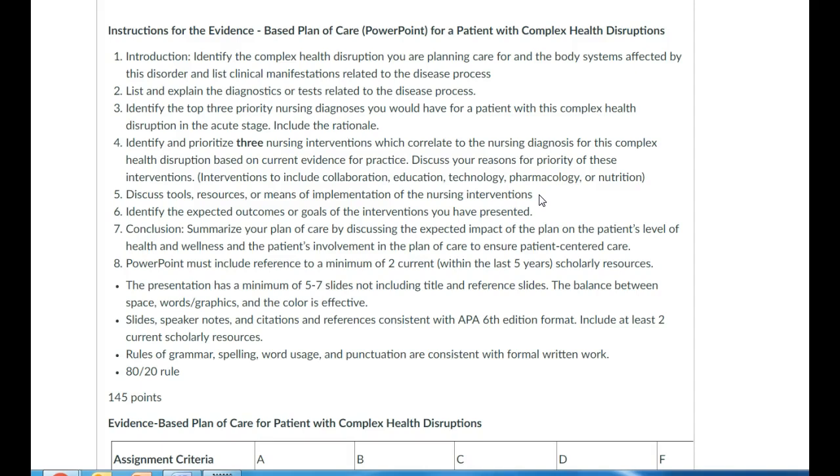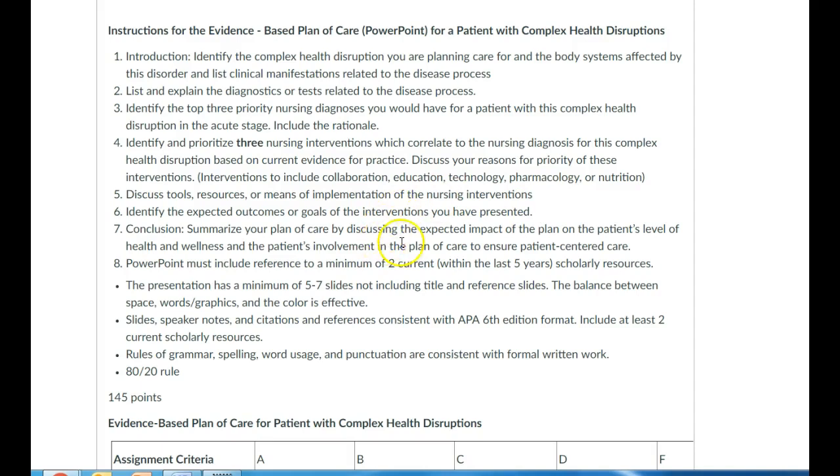And then, as always in the nursing process, you do your assessment, you do your nursing diagnosis, your interventions, and then you also want to set goals for the person. What do you hope to accomplish at the end of your care, or by doing these interventions, what do you hope you will see in the patient? So list your expected outcomes or goals, and then your conclusion will be a summary of your care plan and the expected impact on his or her health and wellness.